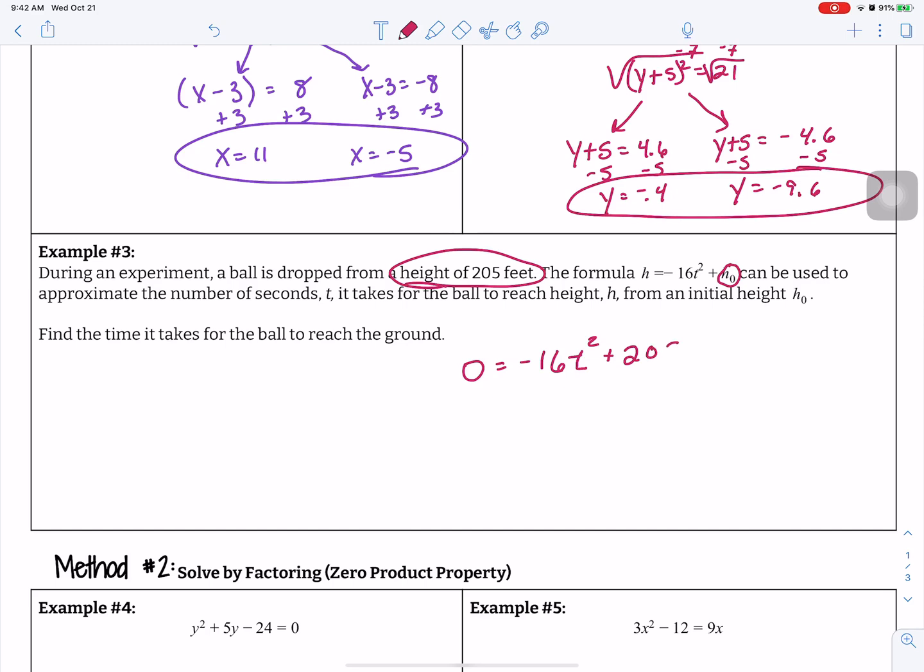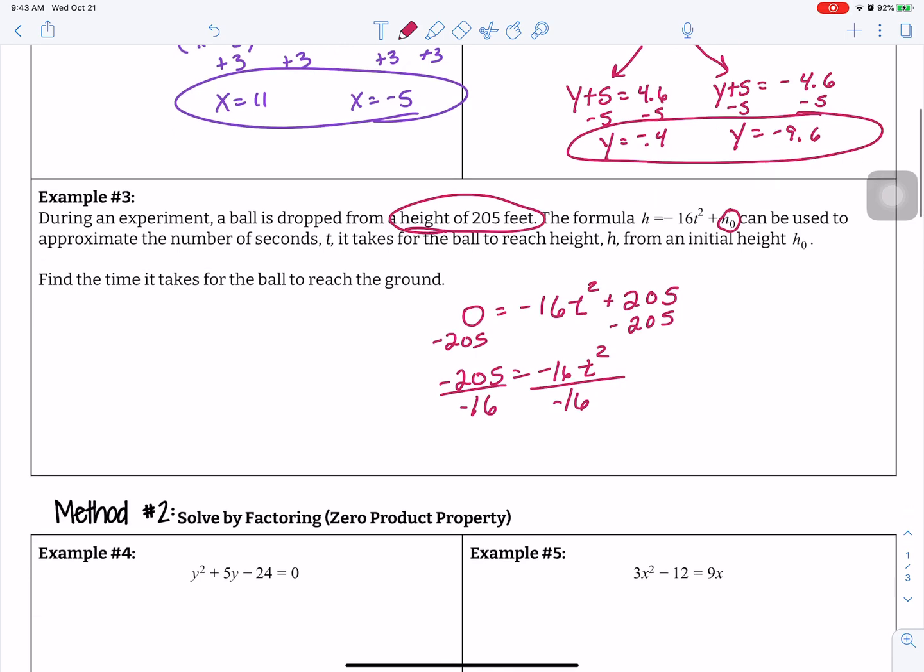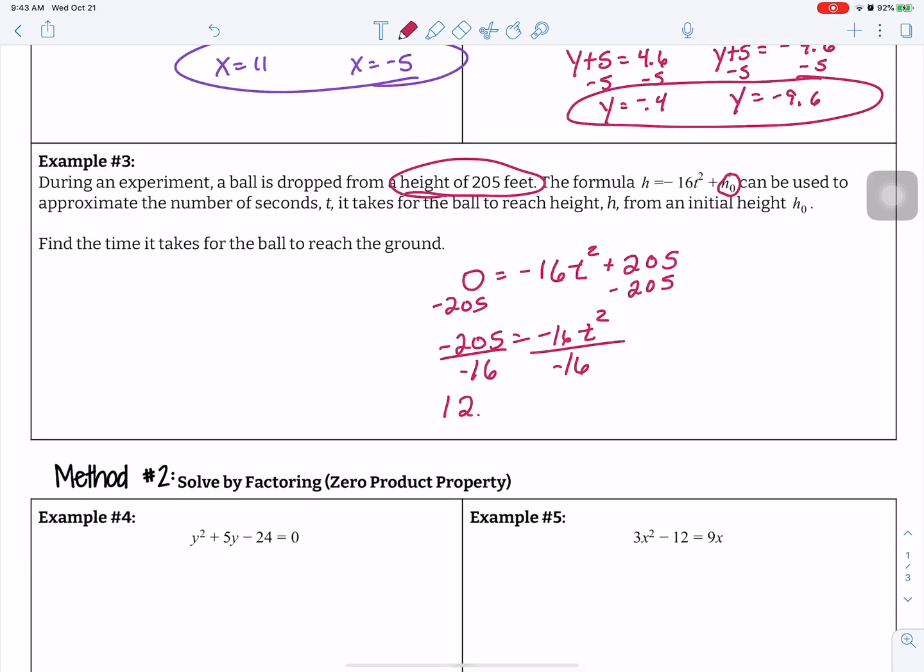plus 205. So what we want to do is get that squared piece by itself. So to do that, I'm going to do the minus 205 from both sides. And we want to get the t squared by itself. So I'm going to divide by the negative 16. And that 16 is really just a gravitational pull. We've seen that on a lot of different problems. I got 12.8125. I'm going to just go ahead and keep that number whole until I do the square root, and then I'll round it.